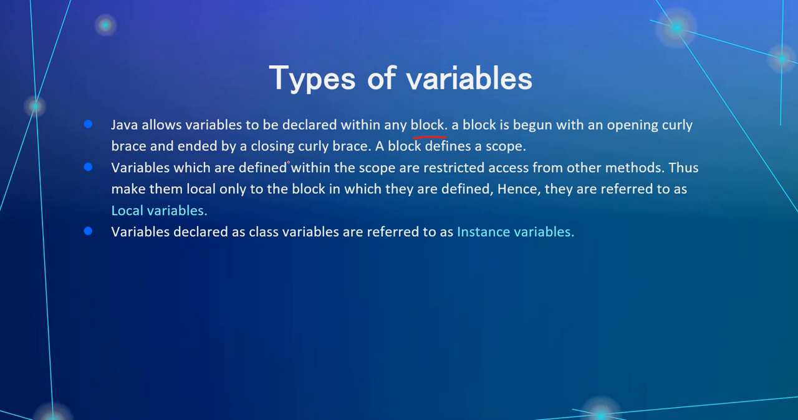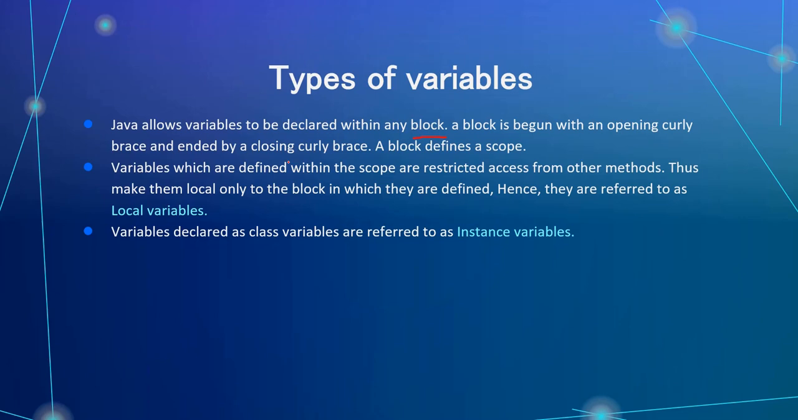For example, there is a method in which a variable is declared, and that variable is called a local variable because its scope remains only within the method. That means access to the variable is restricted to that method and cannot be accessed by any other methods in the class. And the variables which are declared as class variables are referred to as instance variables.